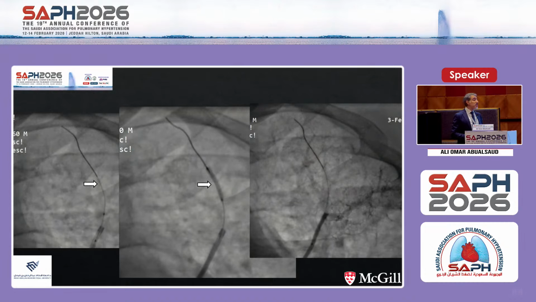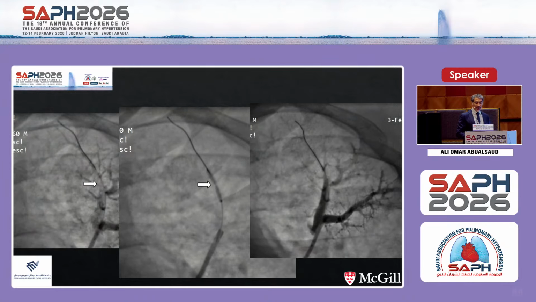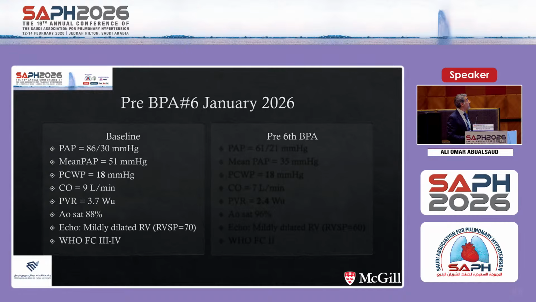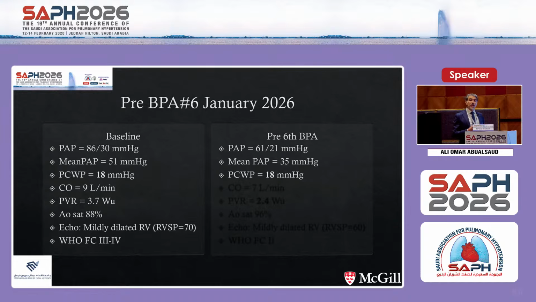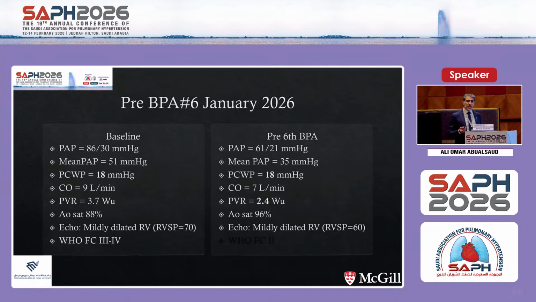But for me, at least, it's very difficult and very time-consuming. I did 6 BPAs for him, trying to normalize his pulmonary pressure. But the mean pulmonary pressure is still about 35. Interestingly, at baseline his wedge is high, unlike the other lady. His wedge is 18. Cardiac output about the same. PVR did drop though. Saturation did improve, but he still has the dilated RV and the RVSP of 60. Improved functional class though.